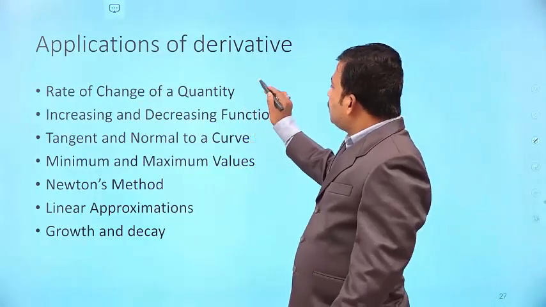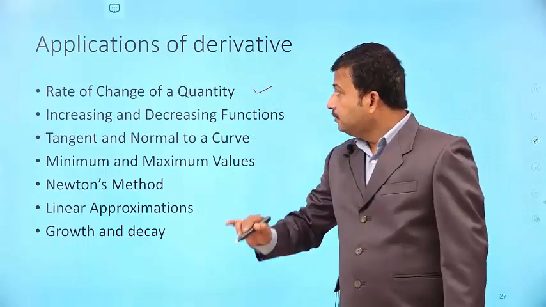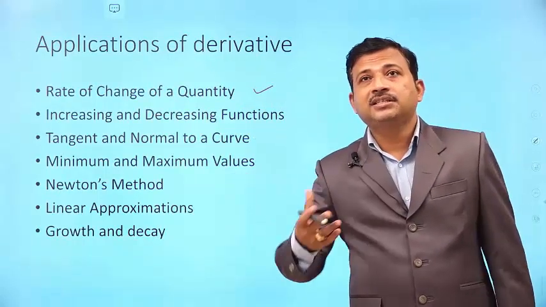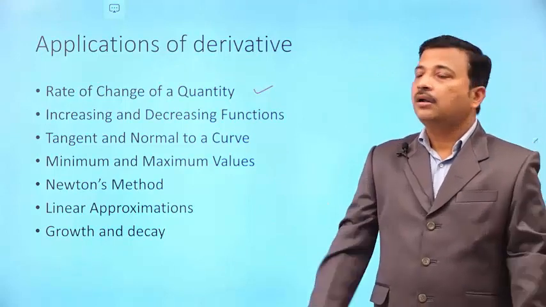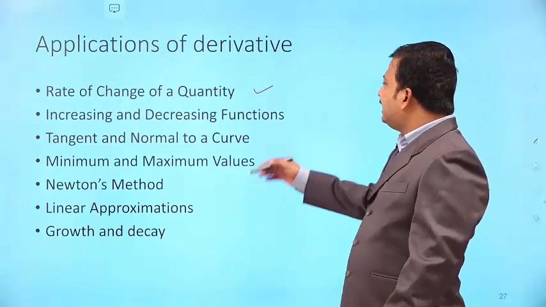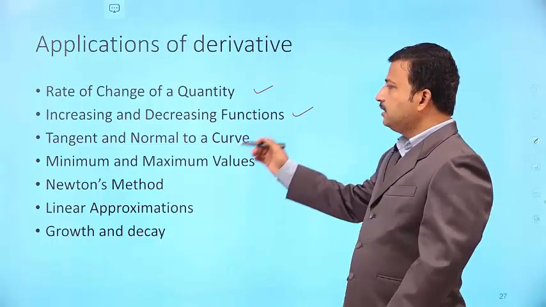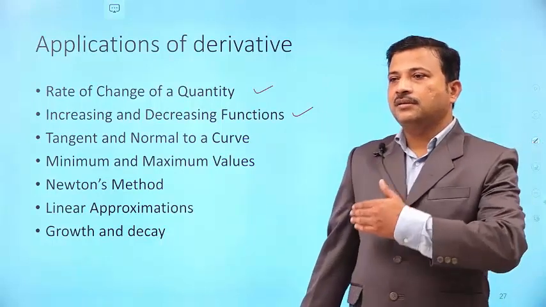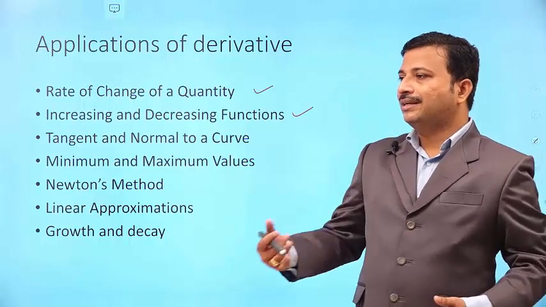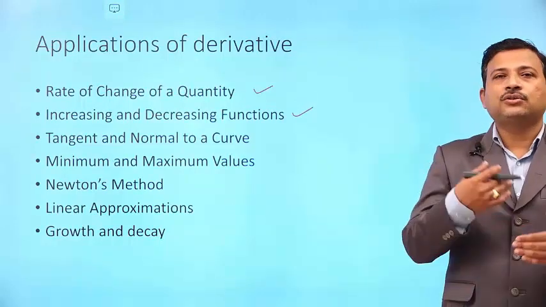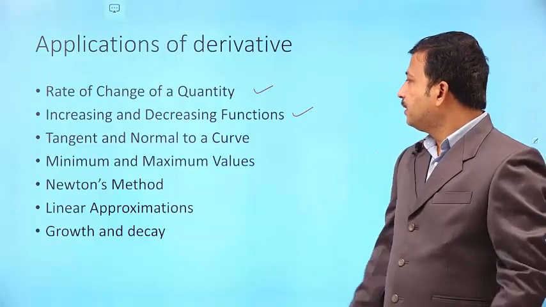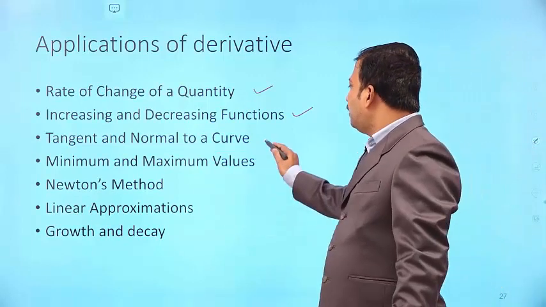So, rate of change of a quantity: wherever a rate of change is applicable, there you can use differentiation. Increasing or decreasing a function: whether a function is monotonically increasing or monotonically decreasing, all these things can also be measured, right? Then, tangent and normal to a curve.